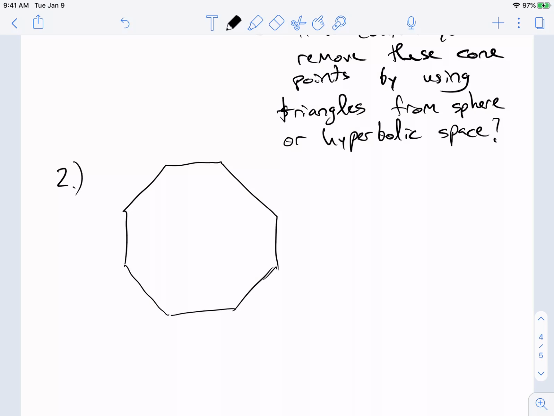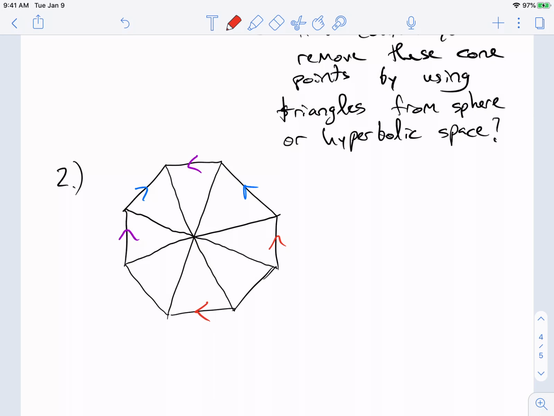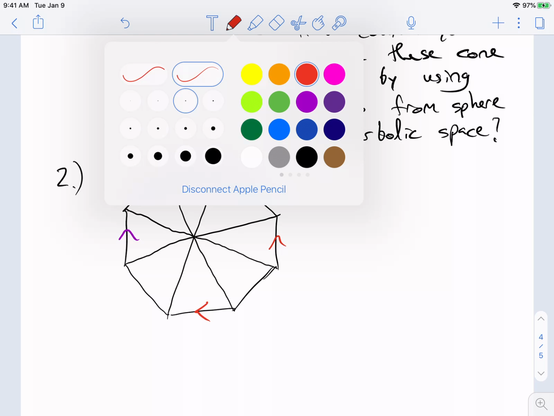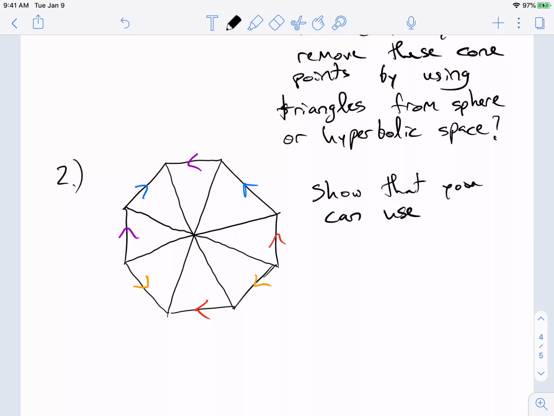A little more complicated. So this time, let's use an octagon. And I can think of this as being built out of 8 different isosceles triangles. So in the Wednesday lecture, you checked that I'm going to use colors to label the arrows since there's so many of them. So on Wednesday, you checked that this one does have cone points as well. So this is also not going to be a flat two manifold. But what I would like you to do is show that you can use hyperbolic triangles to remove the cone points.